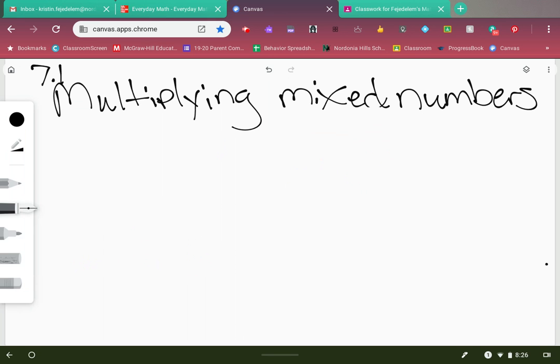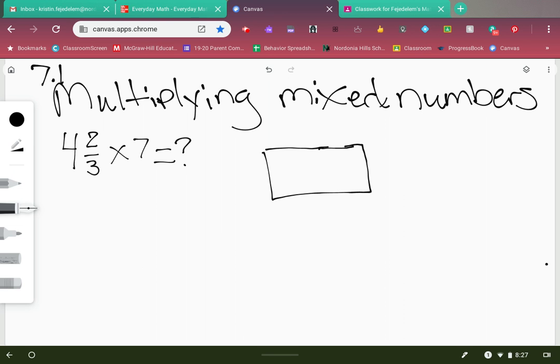Our first practice one is going to be 4 2/3 times 7 equals, we don't know yet. If you see that problem in your math journal, the first thing you should do is draw our square or rectangle so we can figure out our partial products. And we're going to list out all our partial products too. We're not just going to find them in our head.